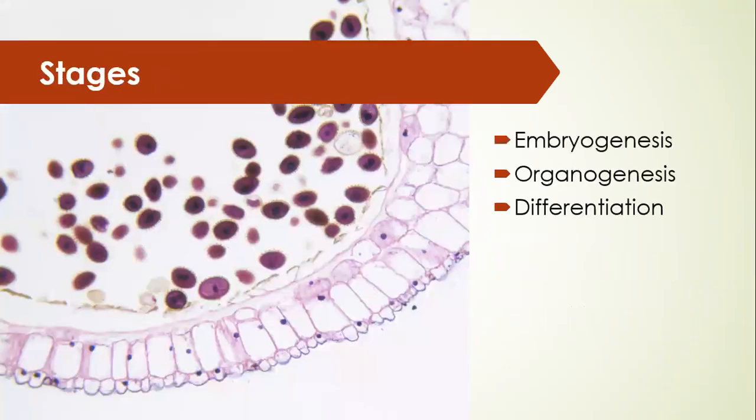There are basically three stages for the development of the eye: embryogenesis, organogenesis, and differentiation, right? So, what is embryogenesis? It is a stage in which the primary organs are developed. Or you can say that the base of every eye structure is developed in embryogenesis, right?